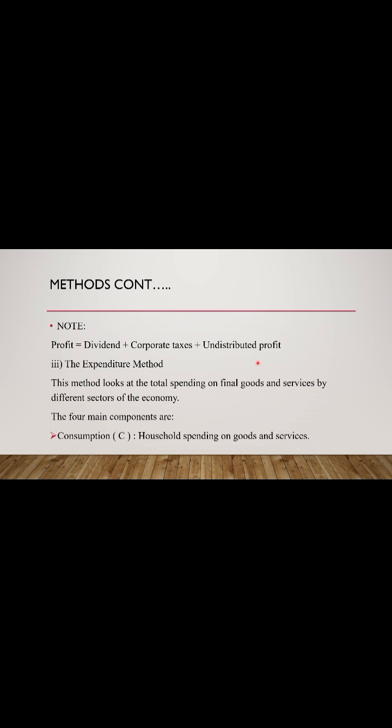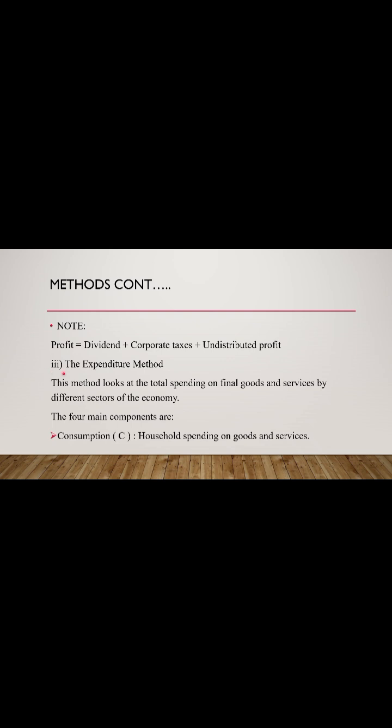So the profit which you remain with after paying dividends and corporate taxes is the undistributed profit. When you sum up all of them, you get profit. So when you are given dividends, corporate taxes, and undistributed profit in a question, you should add them to get the profit, which is a component in the income method. Put it in your mind.